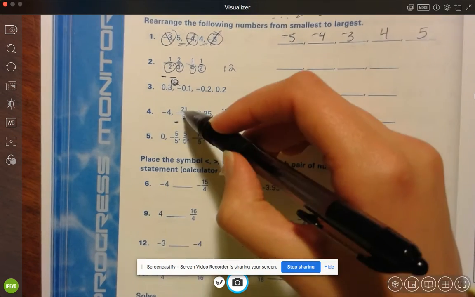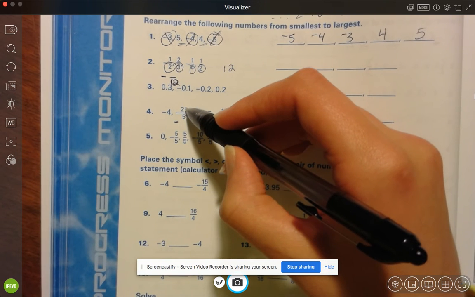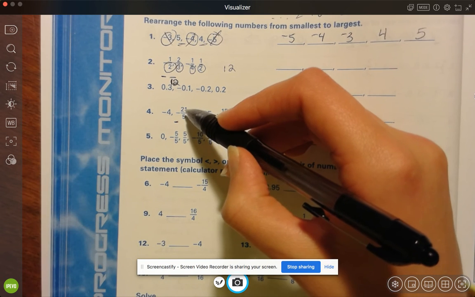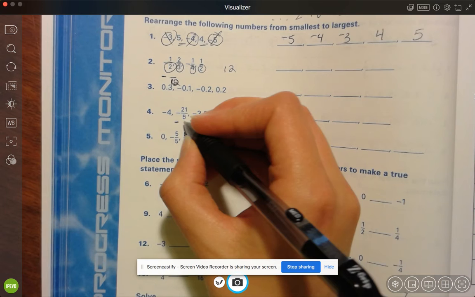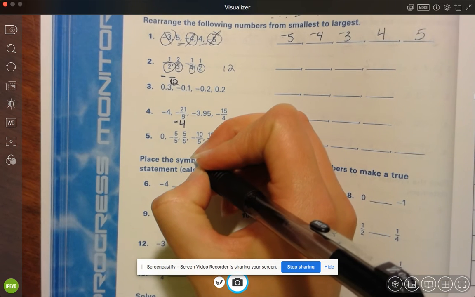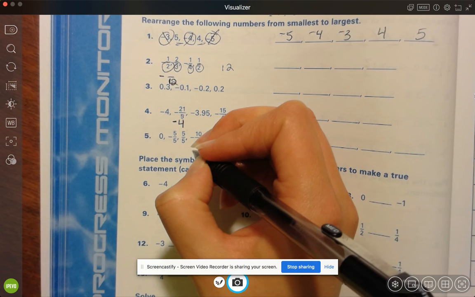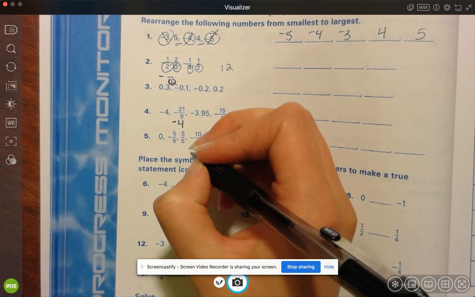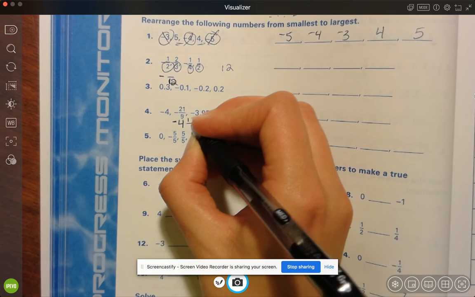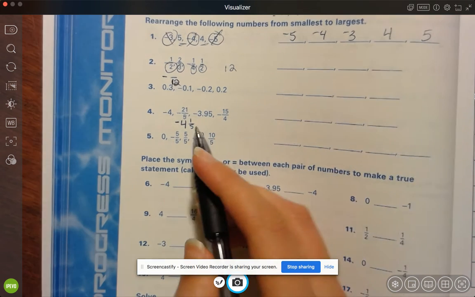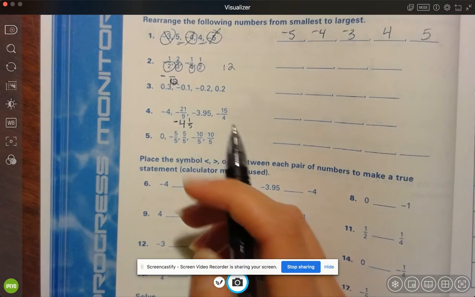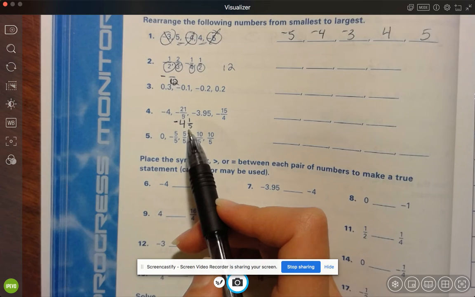Now we have to think, how many times does 5 go into 21? Well, 5 times 4 is 20, so it goes in 4 times. Then how much is left after that? 21 minus 20 is 1, and then we use our denominator of 5. So that would be -4 and 1/5 as a mixed number.